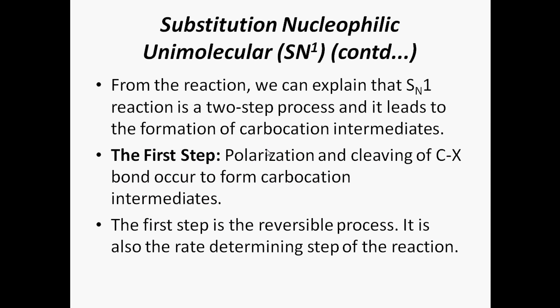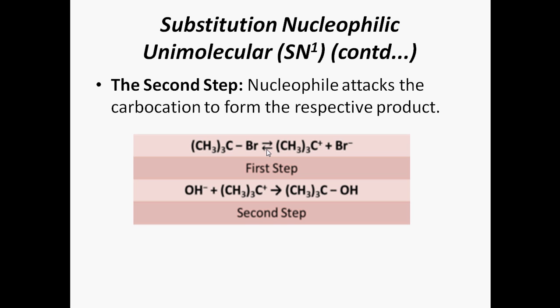From the reaction we have seen in the previous slide, we can explain that SN1 reaction is a two-step process and it leads to the formation of a carbocation intermediate. In the first step, polarization and cleaving of the C-X bond occur to form the carbocation intermediate. The first step is a reversible process. It is also the rate determining step of the reaction. In the second step, the nucleophile will attack the carbocation to form the respective product.